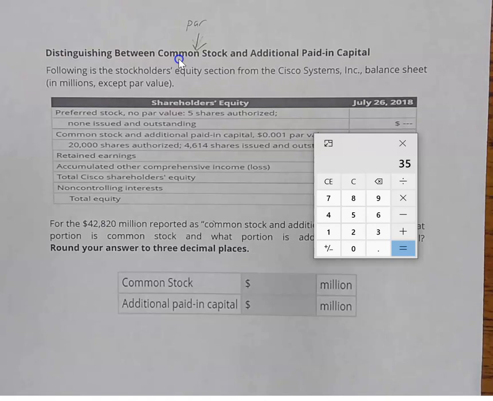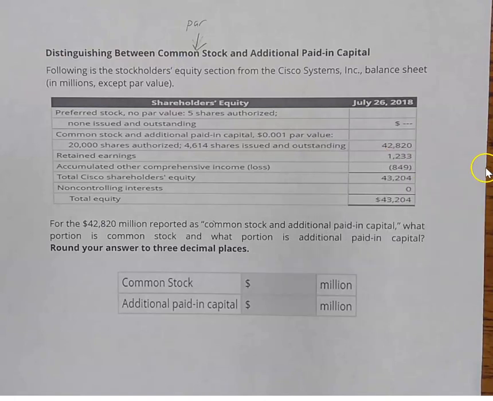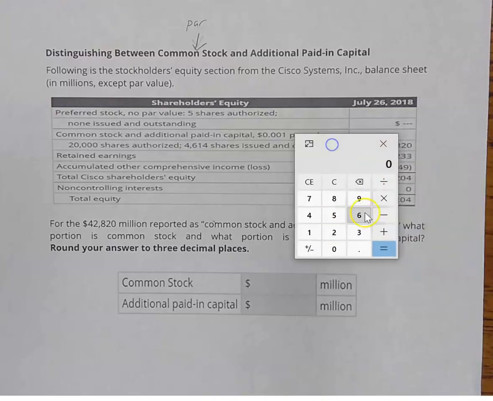We could do the exact same thing for preferred stock. If we had preferred stock being sold at $35 a share with a $1 par amount, we would say that $1 goes to the par value of the preferred stock, and that $34 would go to the additional paid-in capital account for preferred stock.